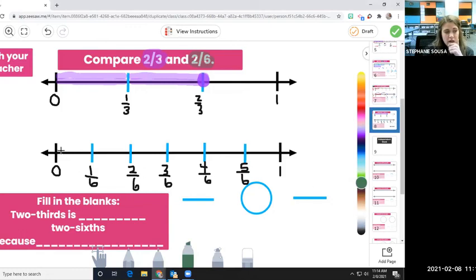And I'm going to shade 2 of these 1/6 pieces. So 1/6. Here's 2/6. And it's a number line, so we need that big fat dot.